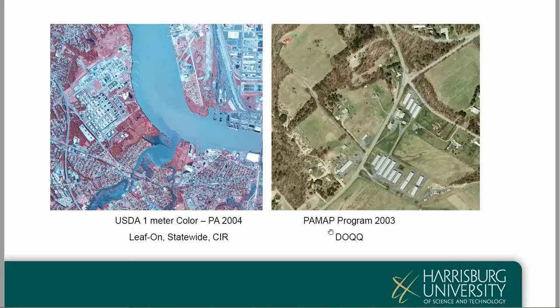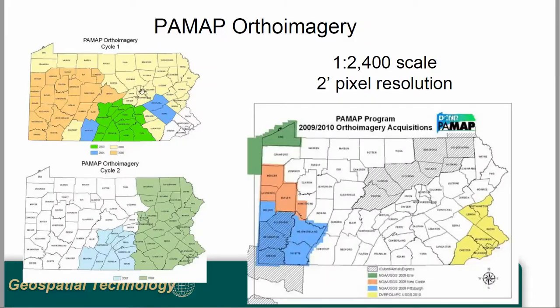And then I mentioned the PA MAP program. Back in 2003, it was started. And they also created digital ortho quarter quads. And this is an example of that aerial photo right here. The PA MAP program produced ortho imagery up through and including 2010, and then was scrapped in favor of just doing one-off operations. Individual counties or cities would fly their own aerial photography. But you can see what parts of the state were covered when.